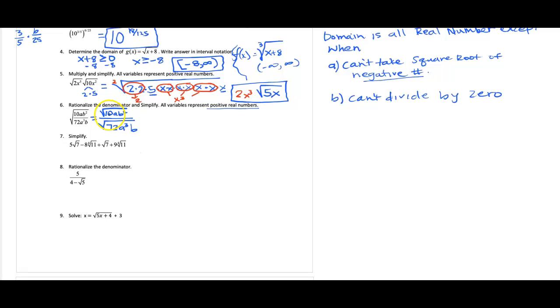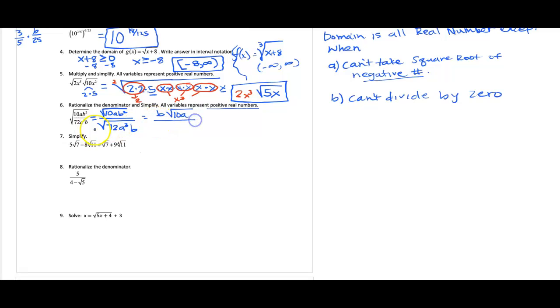10, remember, is just 2 times 5, so there's nothing there that can come out. An a is stuck inside, but for b squared, there are two b's, so that gets to come out. So I've got a b on the outside, and inside I have 10a.